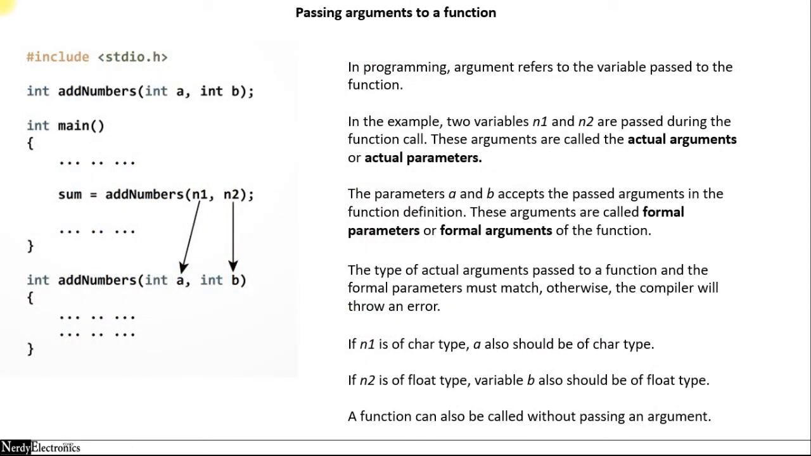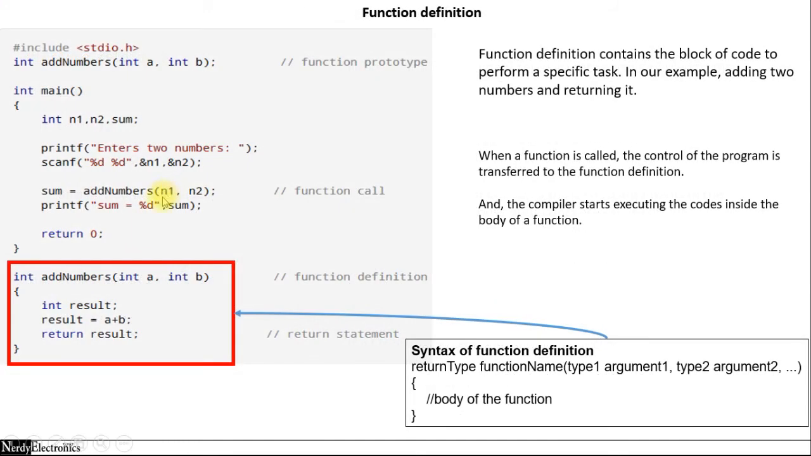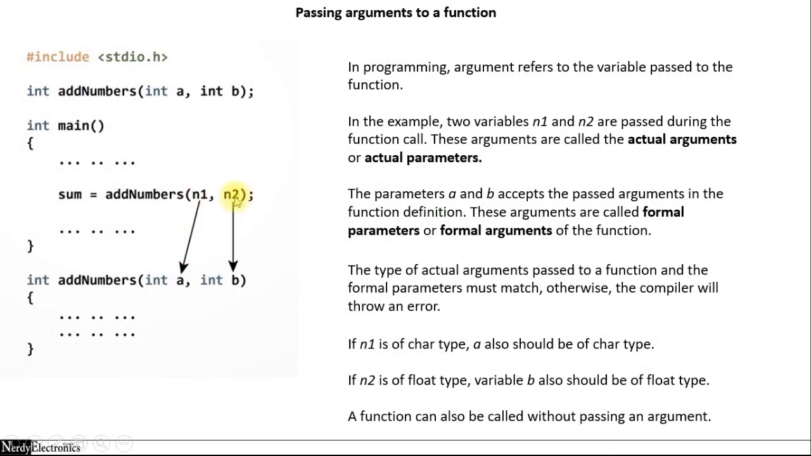Now passing arguments to a function. So you see here, this n1 and n2 are the arguments, and a and b are also arguments. n1 and n2 are called the actual parameters or actual arguments. They are the actual values which are to be passed. A and b are called the formal arguments or formal parameters.